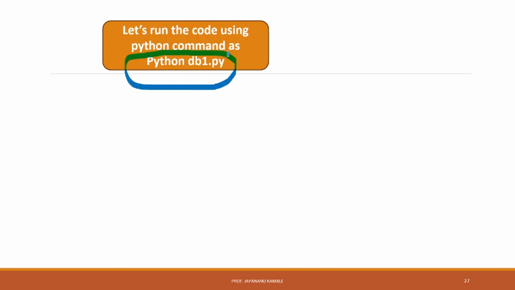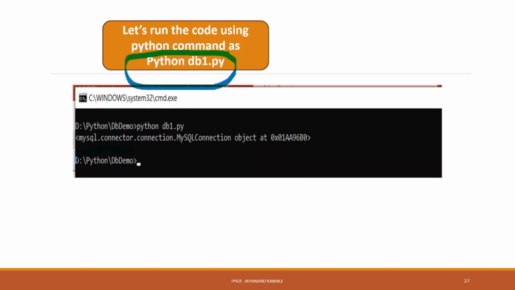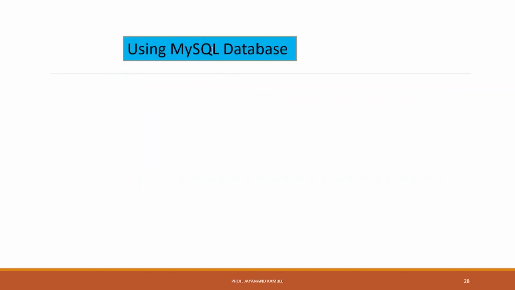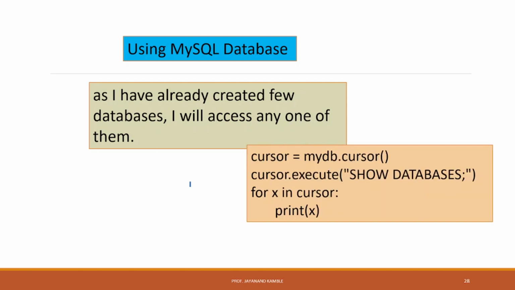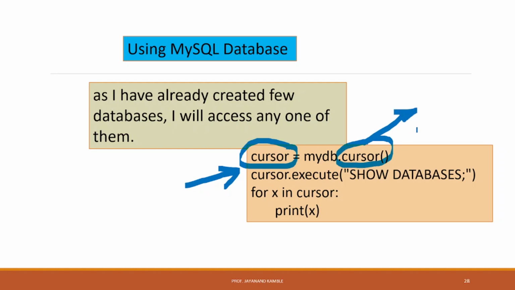Here I'm just showing you the things. The current directory is db demo, and in that we are using MySQL databases. As I have created a few databases, I will access one of them. Then I'm going to add this code: cursor equals mydb.cursor. The cursor is a variable created by using the cursor method, which is going to point to the start of the records that we get.